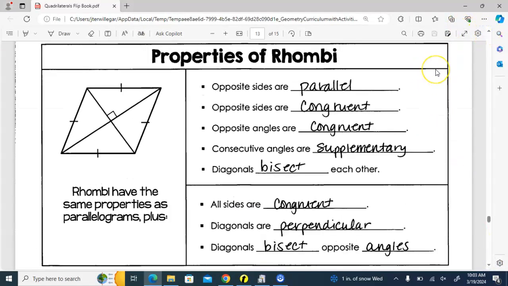All right, rhombus have these properties. Nothing too scary. Now this one, we have right angles in the middle. All our sides are congruent. And our angles up here are bisected.